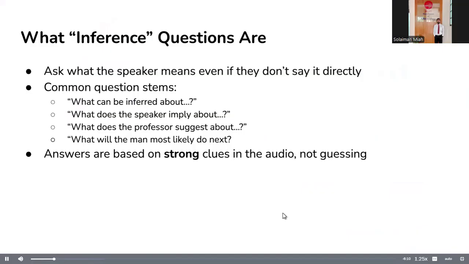Inference questions ask what the speaker means even if they don't say the exact words. The question might ask what can be inferred, what the speaker implies, what the professor suggests, or what someone will probably do next. The key idea is that the answer is never random. It comes from strong clues in the audio. If you hear those clues clearly, the correct answer will feel like an obvious conclusion based on what was actually said. The TOEFL isn't a test of logic, just language, so you don't need to solve a puzzle here.